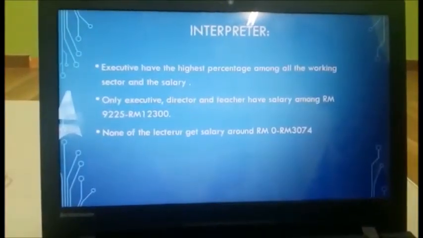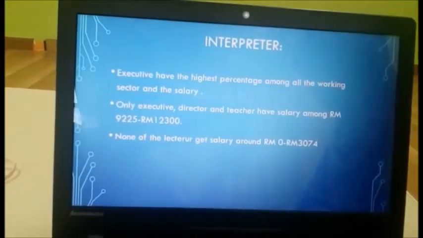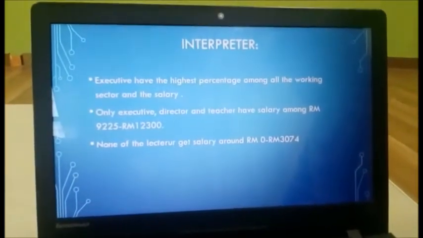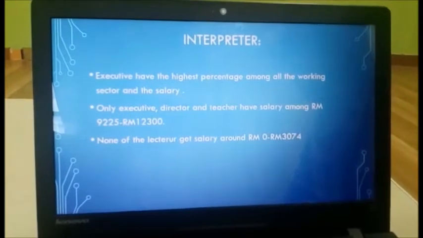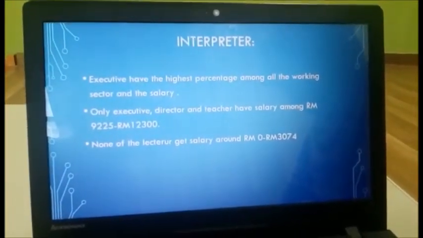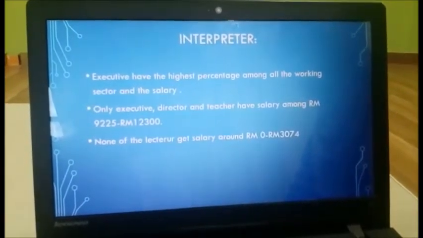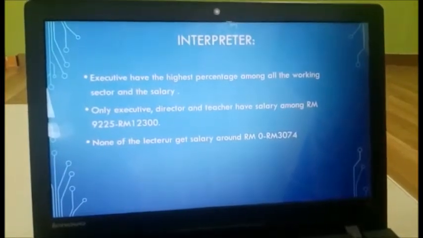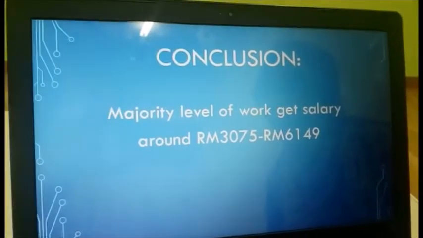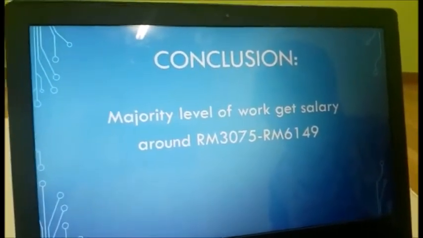So from this bar chart, we can conclude that executive have the highest percentage among all the working sector and the salary. Only executive, director and teacher have salary among 9,225 ringgit until 12,300 ringgit. None of the lecturer gets salary around 0 ringgit until 3,074 ringgit. So the conclusion is majority level of work gets salary around 3,075 ringgit until 6,149 ringgit.